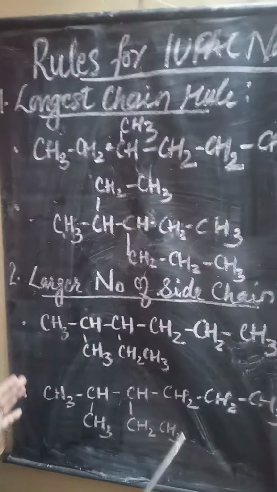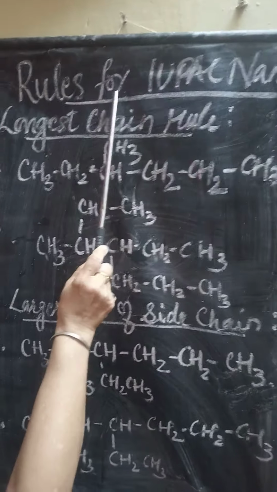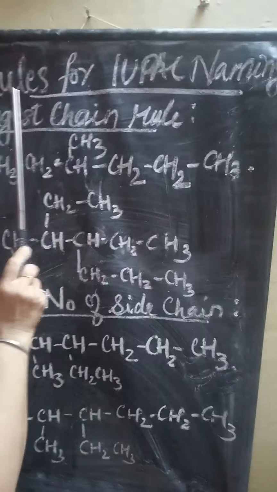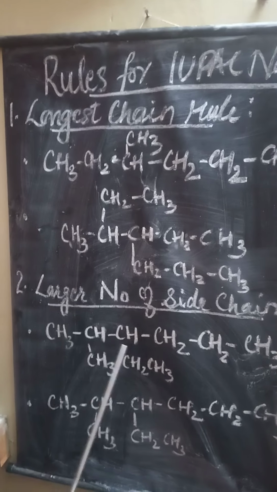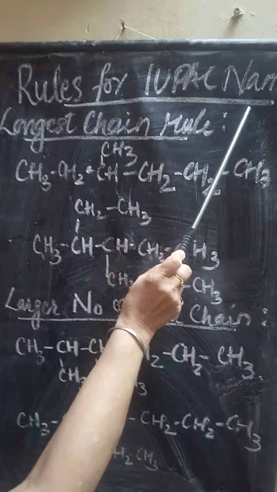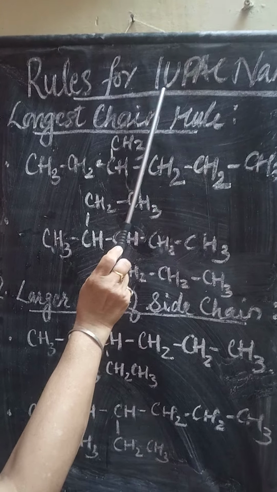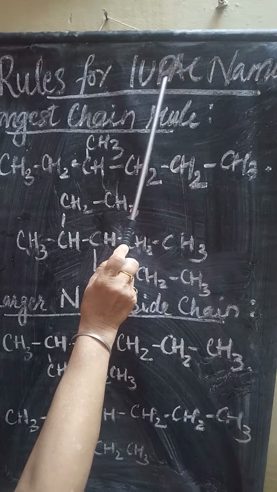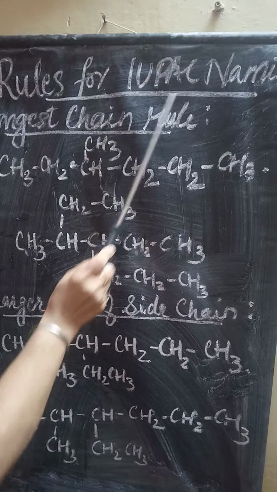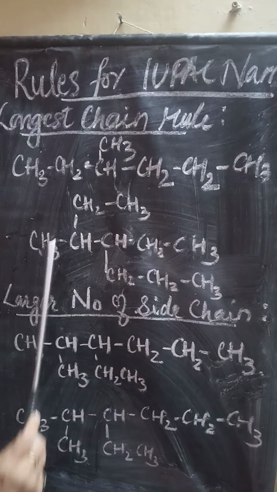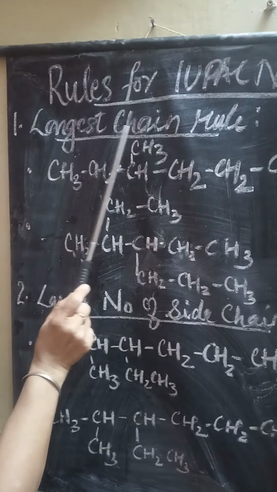In this class we are going to study rules for IUPAC naming. What are the rules that we have to follow while giving IUPAC naming? IUPAC stands for International Union of Pure and Applied Chemistry. This is the full form of IUPAC. First rule, longest chain rule.